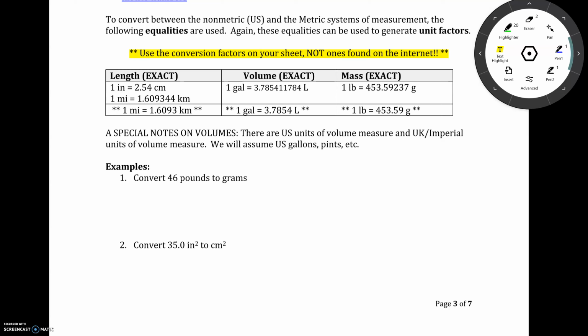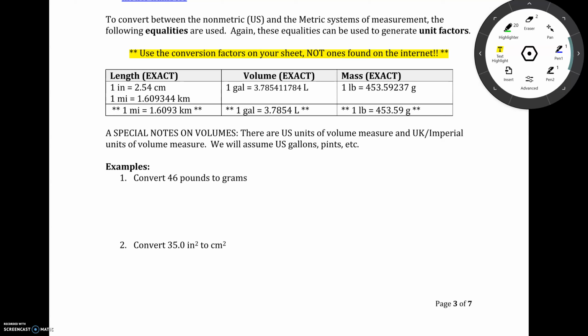Okay, for volume, you have a conversion factor between gallons and liters, accurate to 5 significant digits. 1 gallon is equal to 3.7854 liters. This isn't the exact conversion factor, but for any of our conversions that involve 5 significant digits or fewer, it'll suffice.